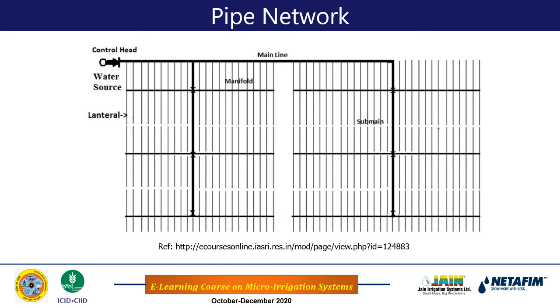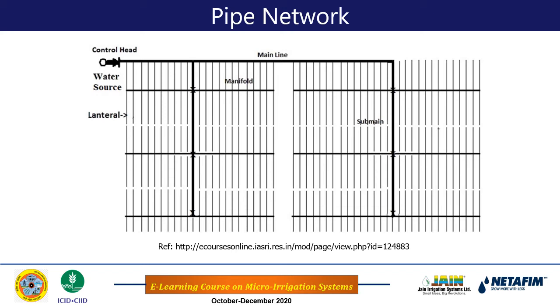And actually in the field, the submain pipeline takes water into the field, and the main line provides water to the submain, and then the submain provides water to the manifold, and then there are laterals on both sides of the manifold, and the manifold provides water to the lateral line.